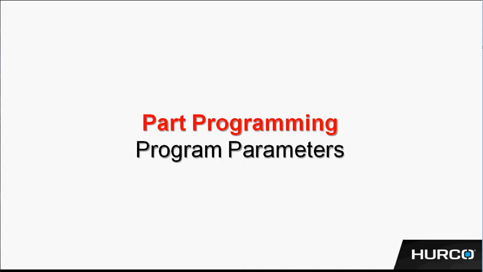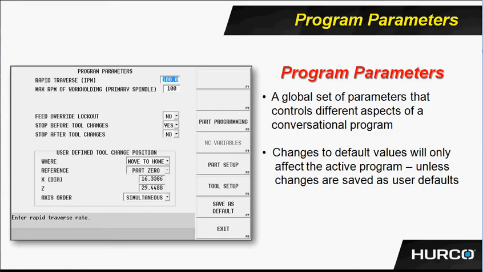For every program that you write, there's going to be a program parameter screen that helps us control some of the things that are specific to that particular program. These are a global set of parameters that control different aspects of a conversational program, and the changes in this particular screen will not affect any previously programmed program parts or any programs that you're going to program in the future. Things like, what is the rapid traverse that the machine is going to travel?